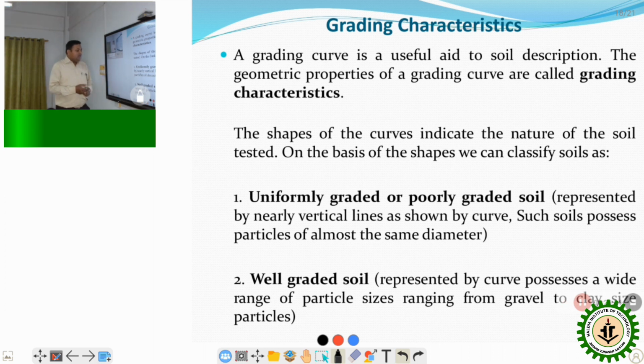And next one is the well graded. That means gradation is very good. So this can be represented by the curve that possesses a wide range of particles starting from gravel to clay. That means here all types of particles are present in the well graded soil. But in poorly graded or uniformly graded, similar kinds of particles are present, or we can say other types of particles are absent.